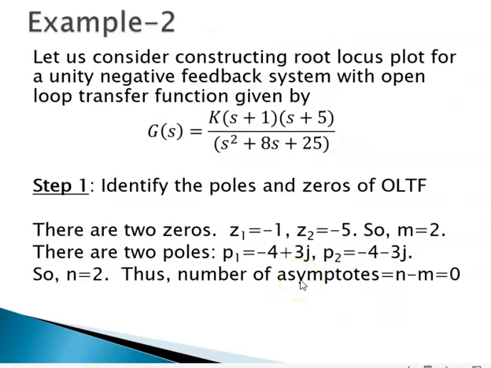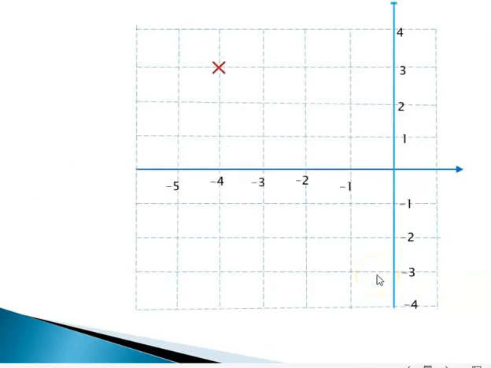Now that we are familiar with the rules, we'll quickly go over another example where G(s) is given to be a rational expression given here. We see that there are two zeros, minus 1 and minus 5, and two poles, minus 4 plus 3j and minus 4 minus 3j. Because m is equal to 2 and n is equal to 2, there are no asymptotes. And we plot these poles and zeros on the S-plane as shown over here, P1, P2 and Z1, Z2.